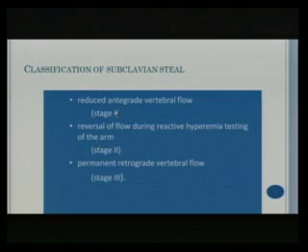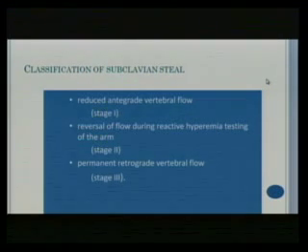Now there is a classification system of the subclavian steal. We don't really use it, but I wanted to be thorough and present everything there is to know. So number one, there is reduced antegrade flow, that is stage 1. Stage 2 is reversal of flow during reactive hyperemia, testing of the arm. Remember, does anybody know how we can test for subclavian steal? What maneuvers do we do in testing for subclavian steal phenomenon? Okay, we'll come to that in a second. And then the third stage is that there's permanent retrograde vertebral artery flow. So in stage 2, it happens intermittently.